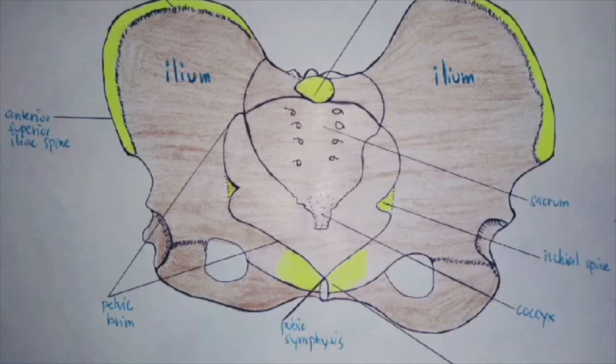As we can see, the parts of a female pelvis are the iliac crest, the anterior superior iliac spine, the right and the left ilium, the sacral promontory, sacrum, the ischial spine, the coccyx, pubic bone, pubic symphysis, and the pelvic brim. Before we dig deeper into the topic, we need to know first the definition of a pelvis.